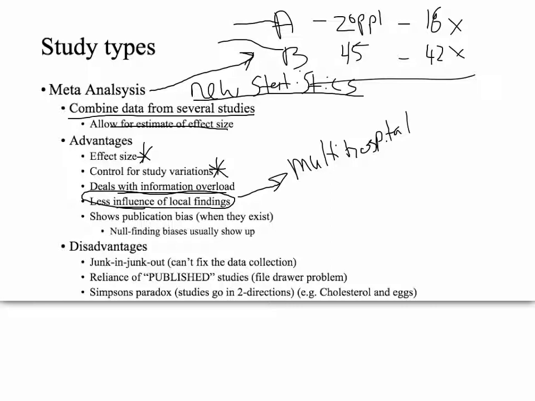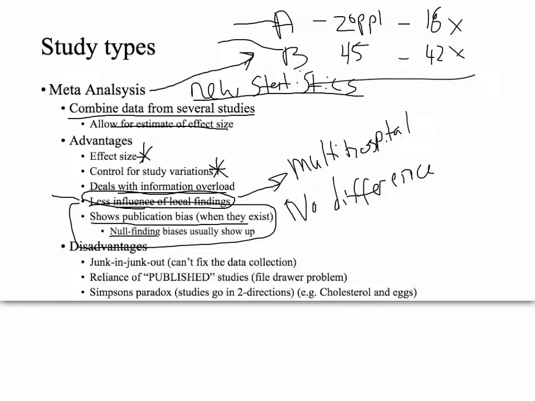And so a meta-analysis is one way of getting multi-site information into one study. It also can show publication bias when it exists. Typically, journals only like to publish findings when there are true findings. If you say, we did this study and we found that there is no difference between A and B, then journals don't like to publish null findings. That's what they call a null finding. And whenever you do a meta-analysis, the statistics can show if there's a publication bias or not. And so that's one advantage of it.